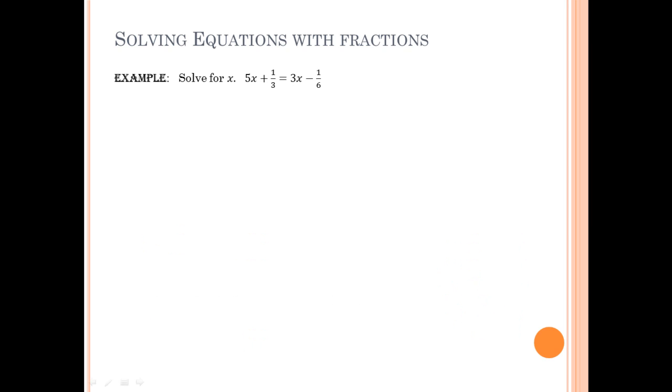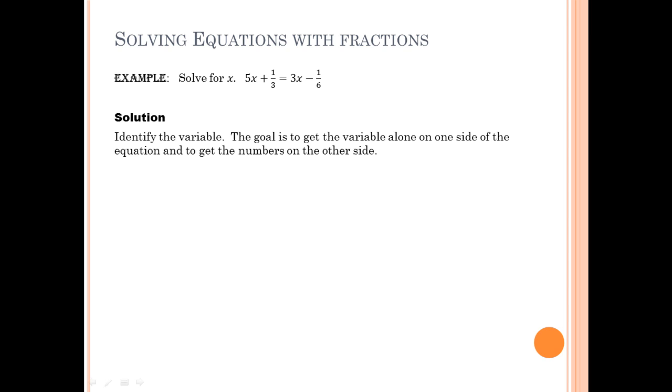Now let's look at another example. We want to solve 5x plus 1/3 equals 3x minus 1/6 for x. Since we have variables on both sides of the equation, we need to get the variable terms on one side of the equation. Notice that it does not matter which side we get the variable terms on. So for this example, we are going to subtract 3x from both sides.